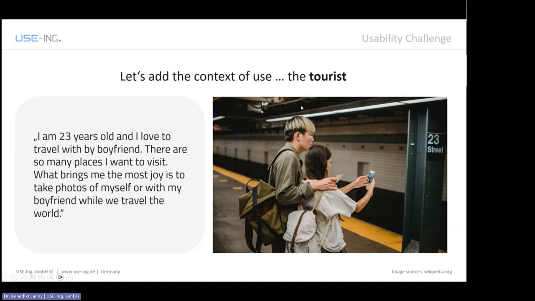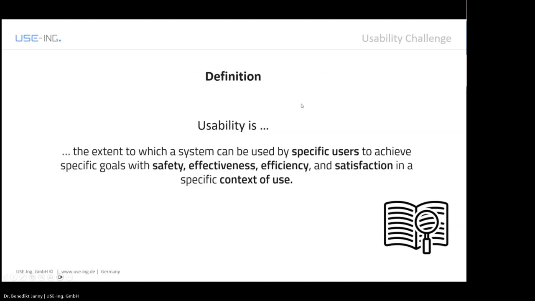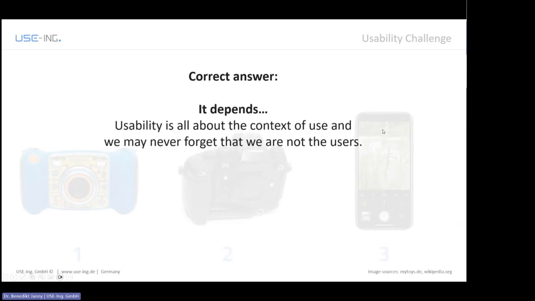So we had this very good comment here. It depends. Actually, now I want to present to you the theoretical definition of usability. By definition, usability is the extent to which a system can be used by specific users to achieve specific goals with safety, effectiveness, efficiency, and satisfaction in a specific context of use. So I totally agree with that answer of you, Nathan. I would also say when I'm asked which of those devices has the best usability, it depends.